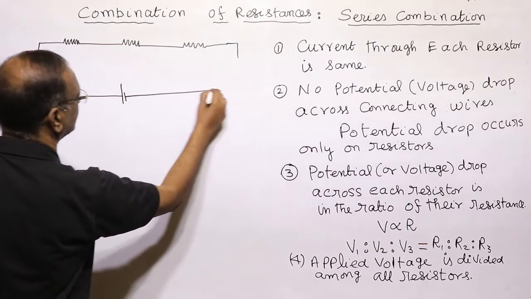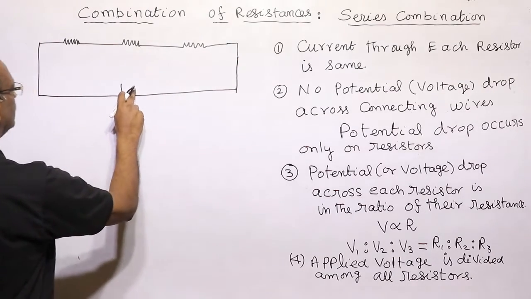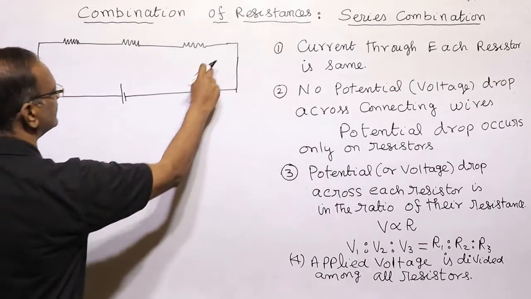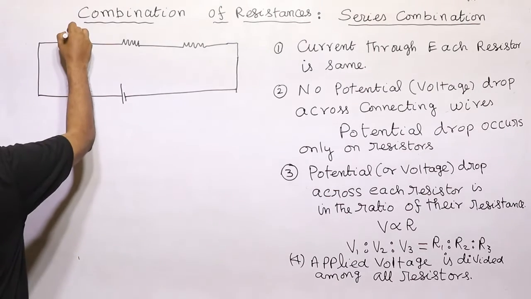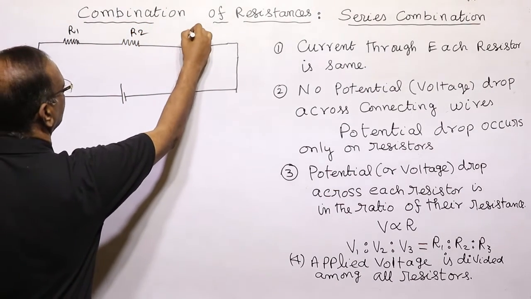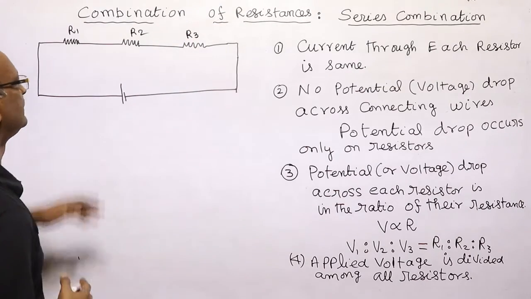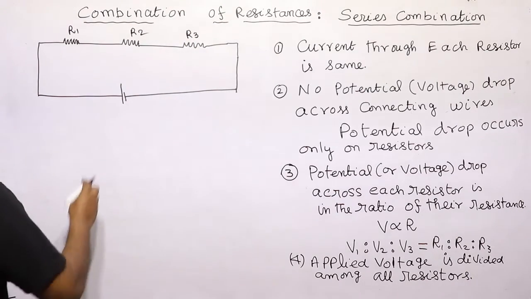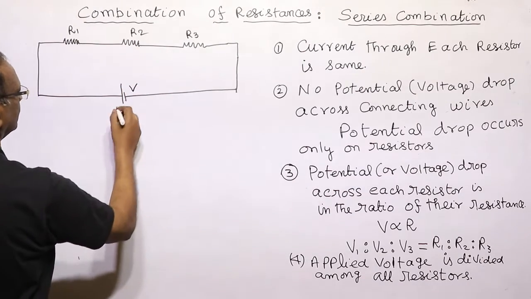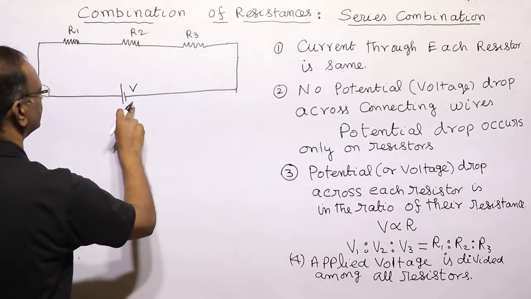Potential difference means this side is higher potential, this side is lower potential. Resistance R1, resistance R2 and resistance R3. This is called series combination of resistance. So in this we connect a voltage source, or potential difference, or voltage.